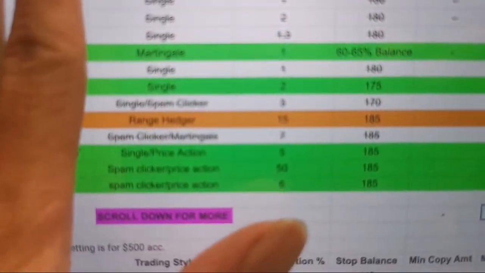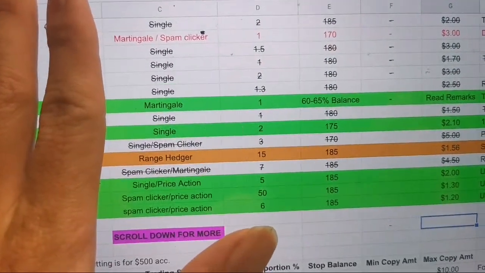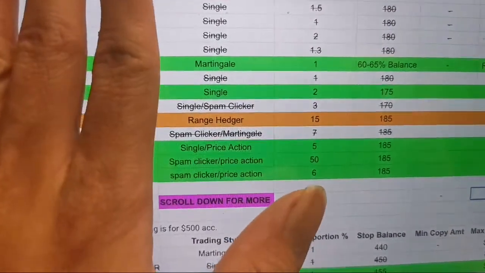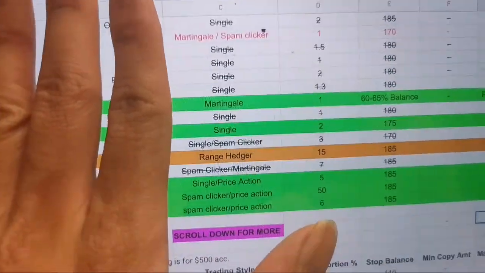But like I said, nowadays I have different kinds of traders that you can copy. Some are range hedgers, and most of them are single traders and so on. Only one over here is a martingaler. So in that sense, it will be easier for you to compound your account.